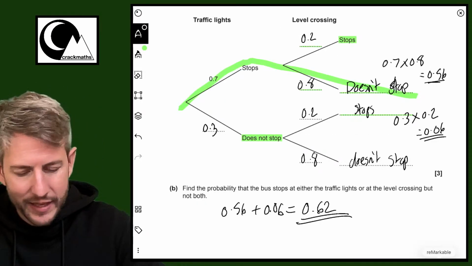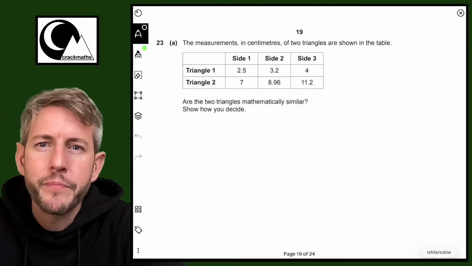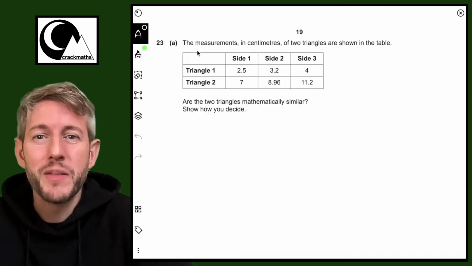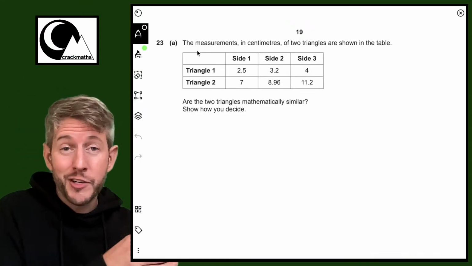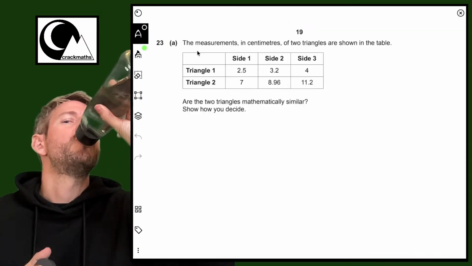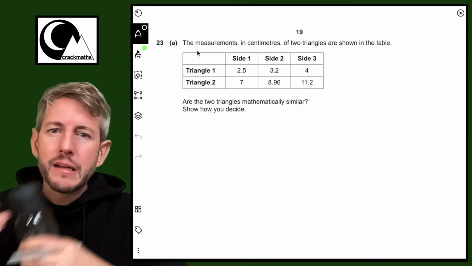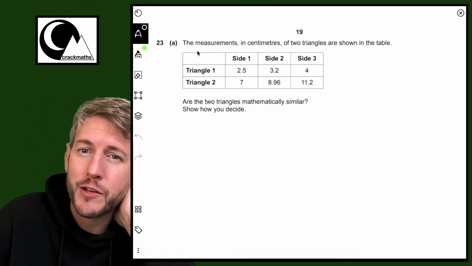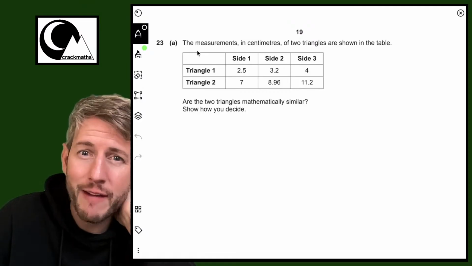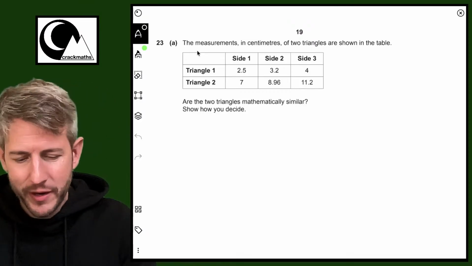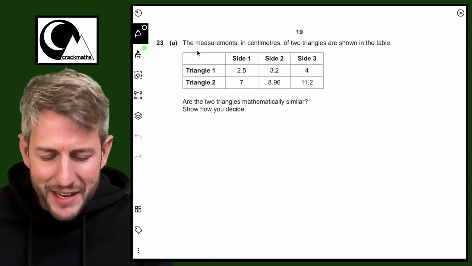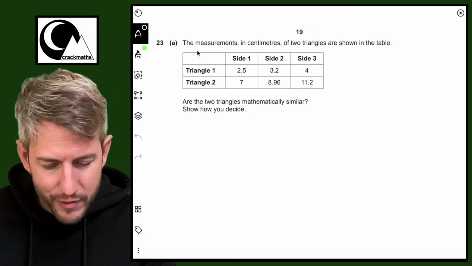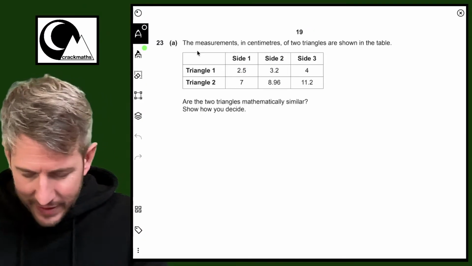Okay, right, let's have a look at question 23. Question 23 says, the measurements in centimetres of two triangles are shown in the table. Are the two triangles mathematically similar? Show how you decide. Okay, so let's just draw two triangles. I'm just going to match them up, side 1, side 2, side 3. Okay, so they are in order.